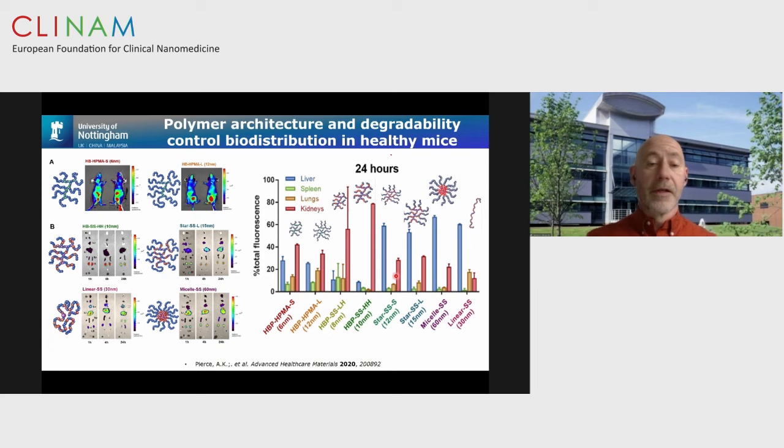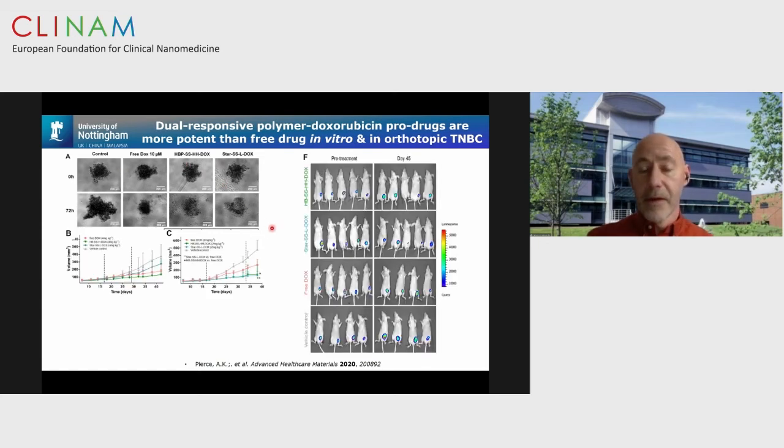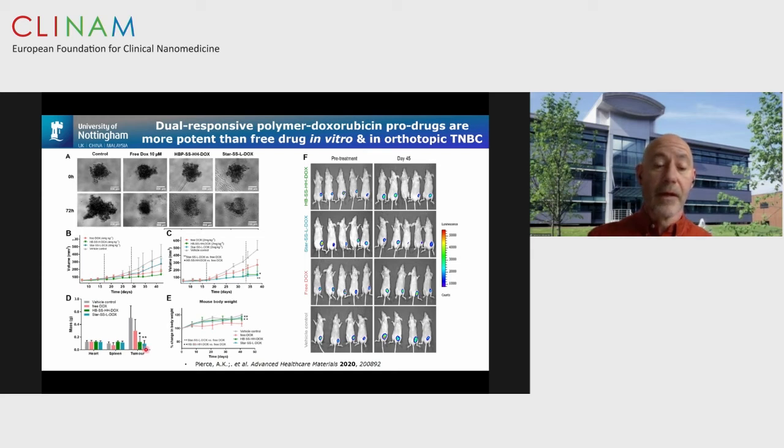We then looked at their efficacy. We can see that in 3D spheroids, they're both more effective than free doxorubicin. We then did an in vivo study with an orthotopic model of triple-negative breast cancer in mice. And what you can see is that at two different dosing regimes, we have greater efficacy of our polymer systems compared to the free doxorubicin. And perhaps more importantly, we see greater reduction in tumors without noticeable change in body weight in the mice.